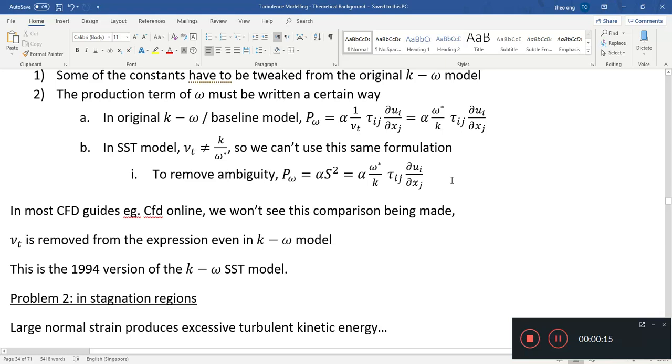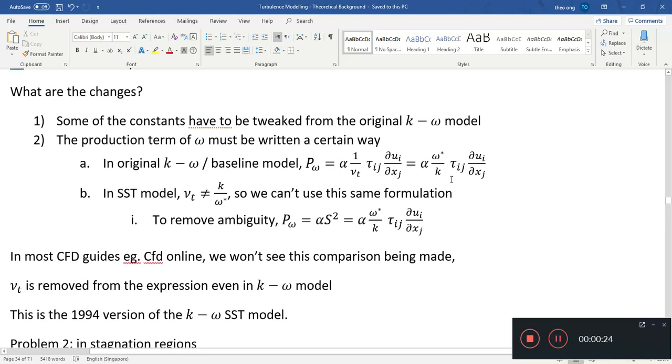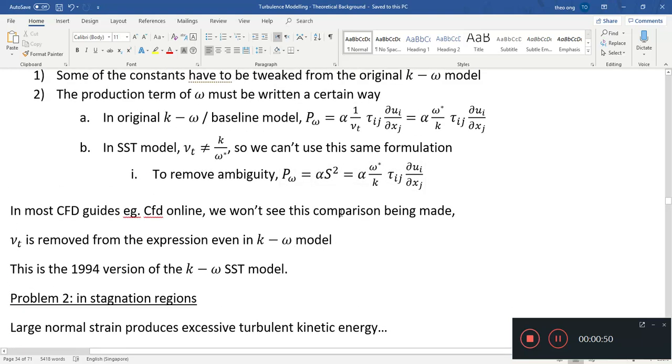In the last video, we were talking about the 1994 version of the kOmegaSST model, and we talked about how this production limiter actually helps us when it comes to adverse pressure gradients and flow separations. So this production limiter limits the presence of turbulence viscosity in such regions, and it helps to make it match experimental data closer, because the tendency of this kOmegaSST model is to over-predict turbulent viscosity in such regions. Now, this is the 1994 version of the kOmegaSST model.